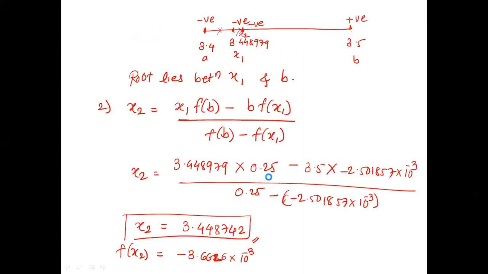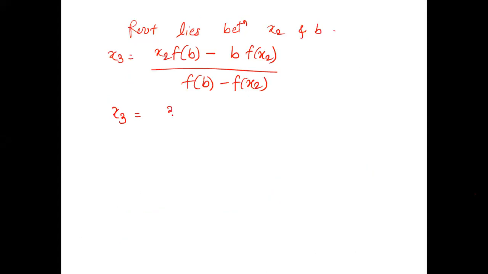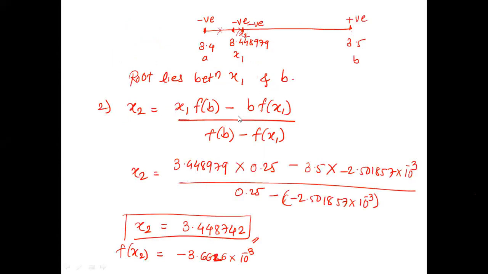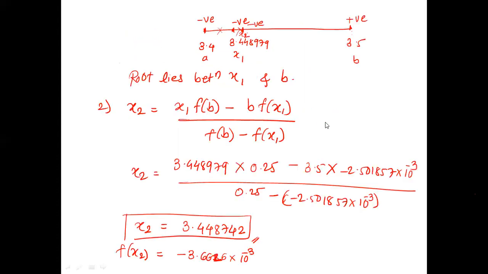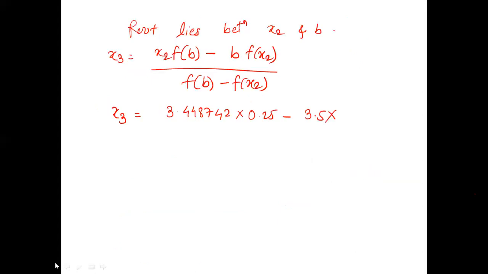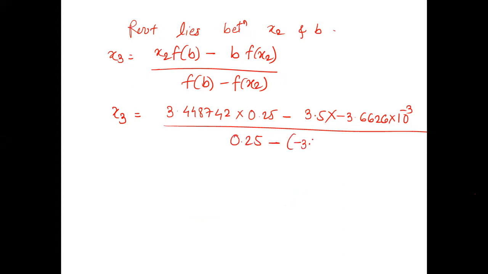x2 is 3.448742 into f of b, 0.25, minus b, 3.5, into f of x2, minus 3.6626 into 10 raised to minus 3, upon f of b minus this f of x2. Okay, solve this and tell me the value if you are done.